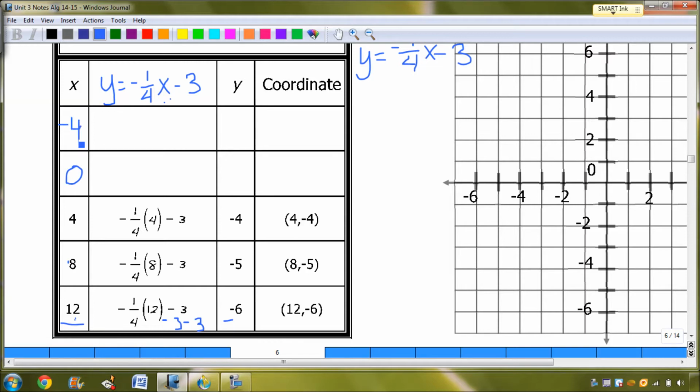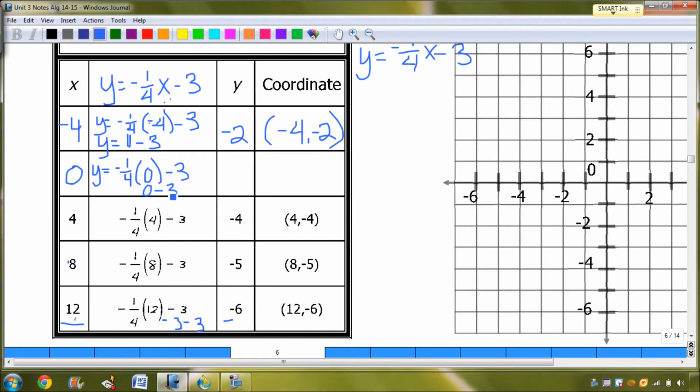Okay, so let's try this out. I get y equals negative 1/4 times negative 4, because I'm replacing the x with a negative 4, minus 3. Okay, so then this ends up being y equals negative 1/4 times negative 4 is positive 1, minus 3, so I end up getting negative 2. So my coordinate is negative 4, negative 2. Okay, and then I'll do the same thing for 0. So y equals negative 1/4 times 0 minus 3. Well, anything times 0 is 0, so I get 0 minus 3, which is negative 3, and then you end up getting 0, negative 3.